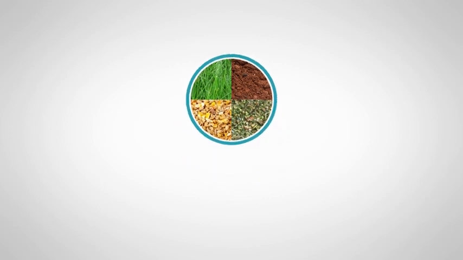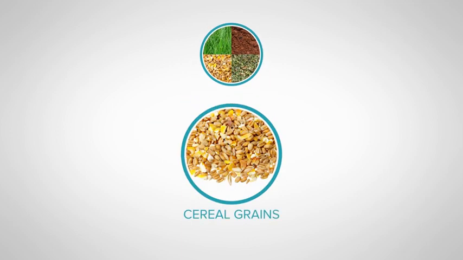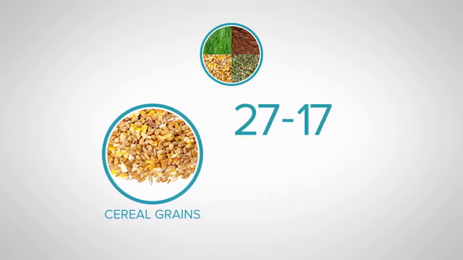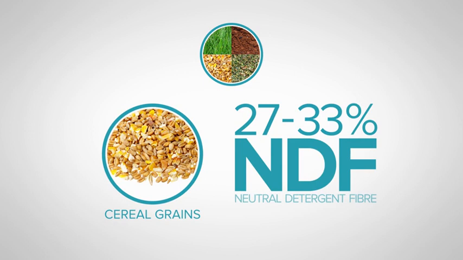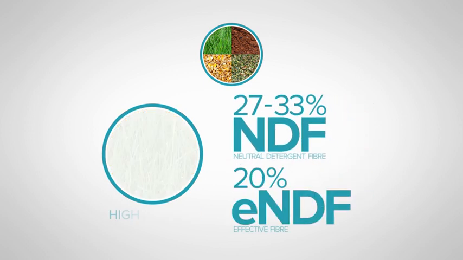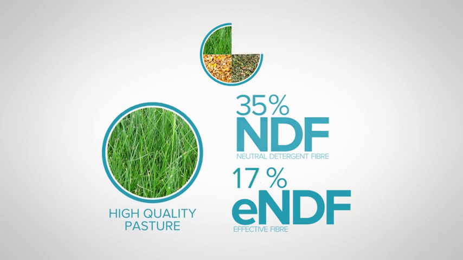Now, there are some differences in the fibre recommendations depending on the diet. For diets which include a high proportion of starchy feeds, such as cereal grains, the recommended minimum fibre level is 27 to 33% NDF and 20% effective NDF. However, for cows grazing only high-quality pastures, the minimum levels for NDF are 35% and for effective NDF, 17%.